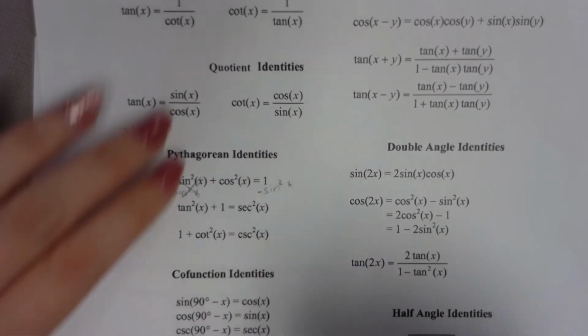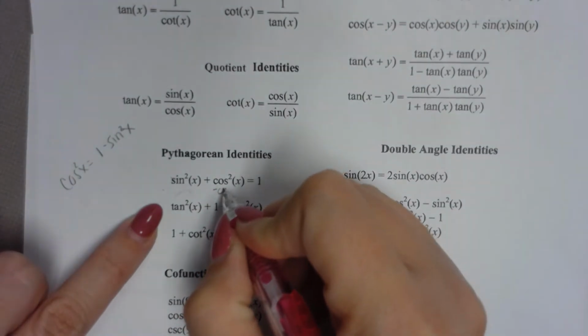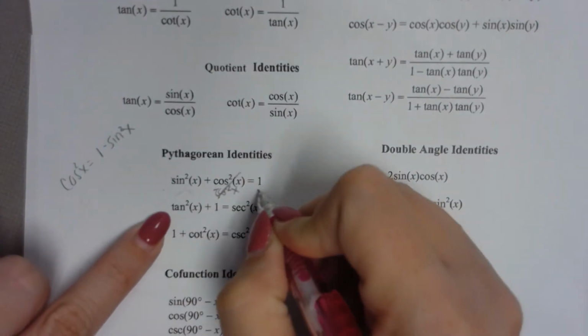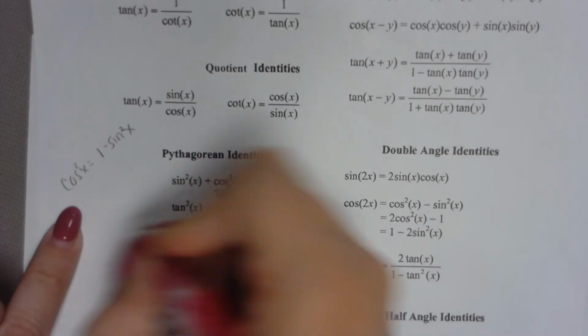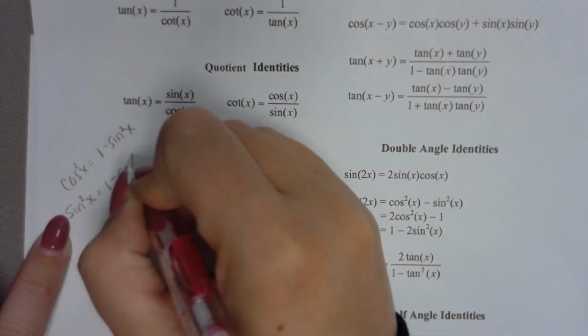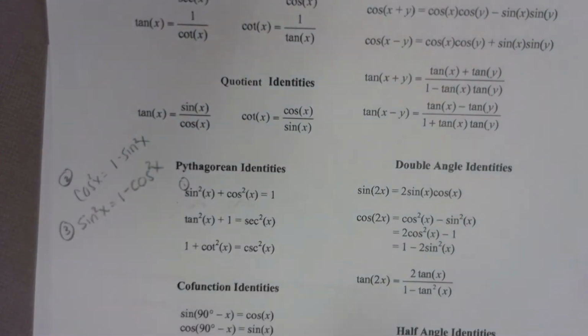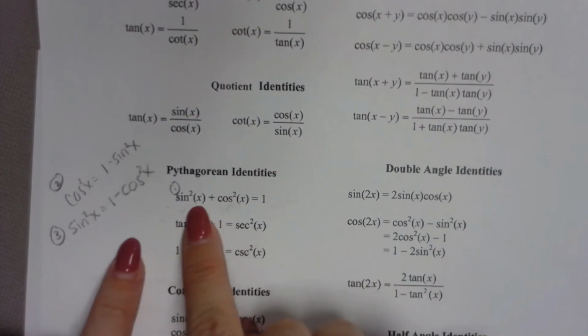Now we could do the same thing. If I wanted to do the opposite, if I want to know what sine squared equals, I'm allowed to subtract cosine squared to the other side. So that gives me sine squared x equals 1 minus cosine squared. Now all three of these mean the same thing. They're just in different orders. All we did was manipulate the math.